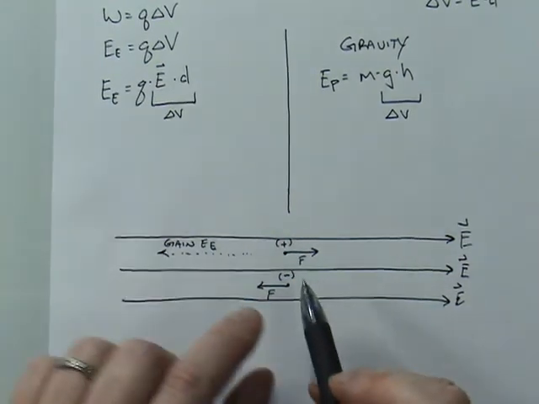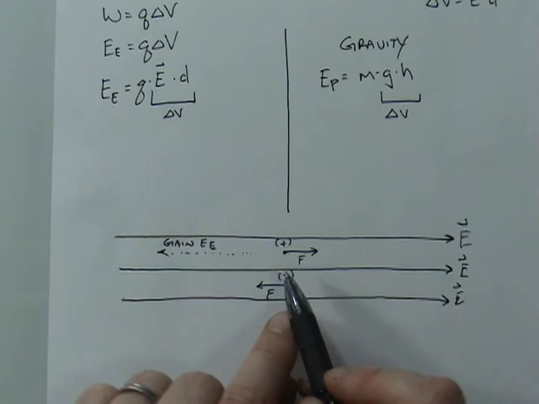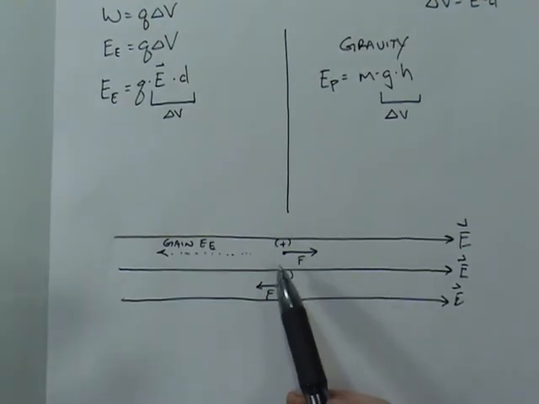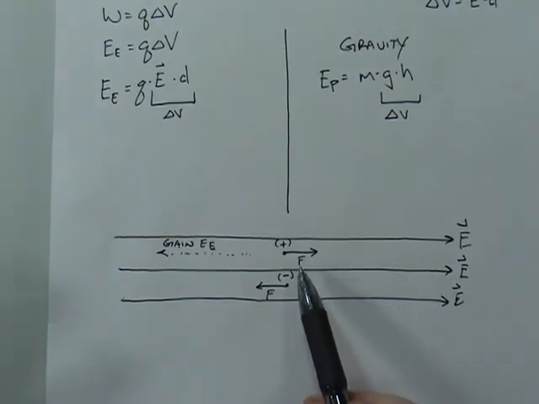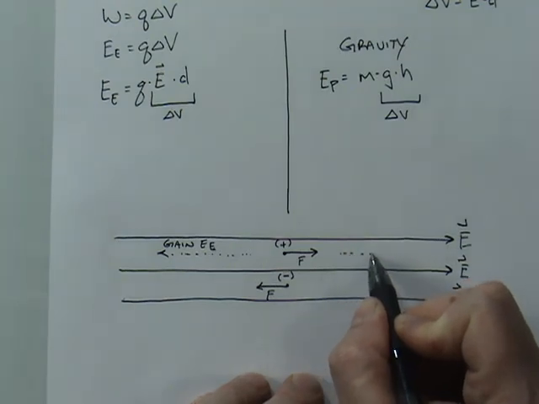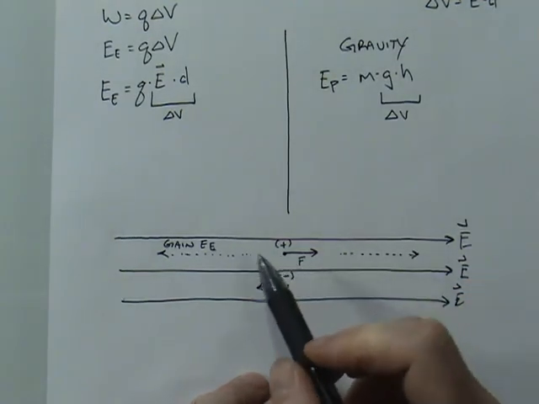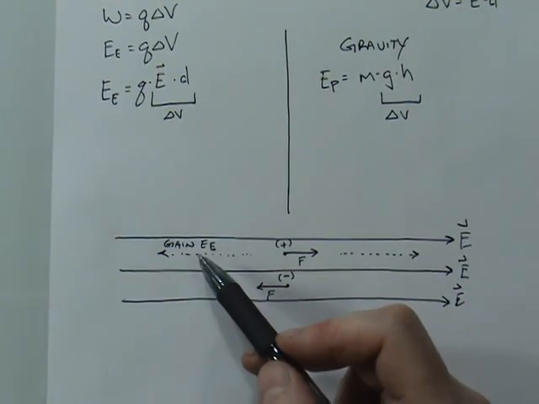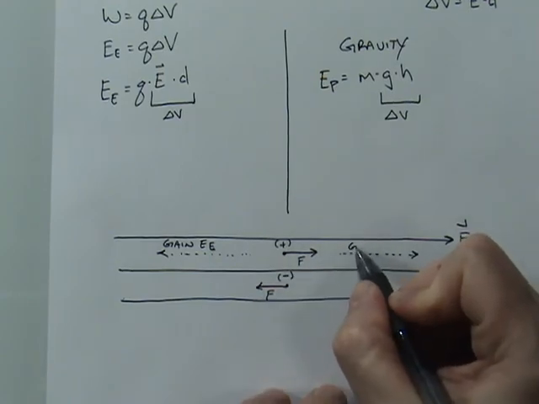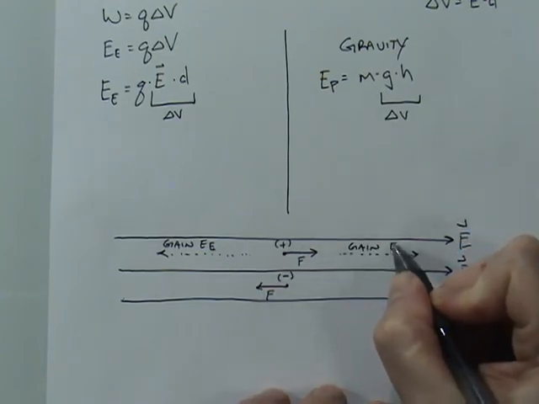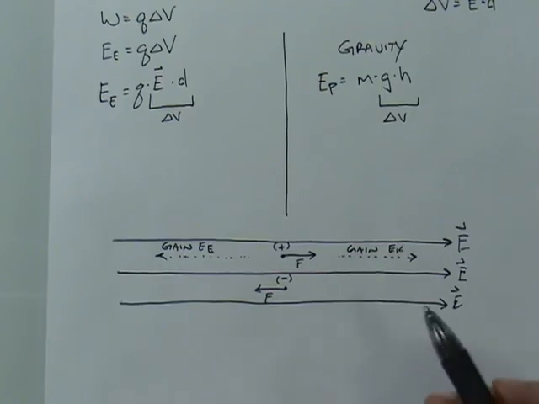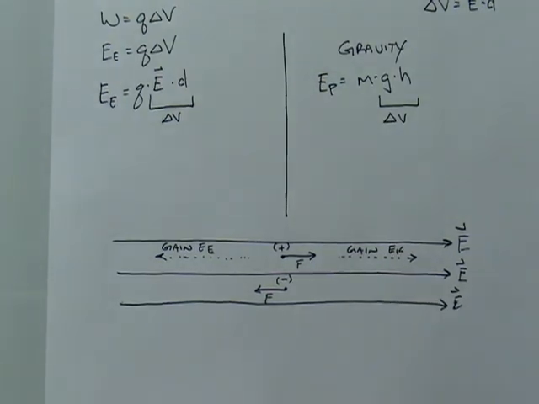electrical energy. Now, what would happen if I just let this particle go? Well, the particle would begin to speed up because it feels a force. It's going to begin to accelerate, and it's going to begin to move in this direction. And instead of gaining electrical energy, it's going to lose electrical energy. And what's going to happen is it's going to gain kinetic energy. The particle is going to begin to pick up speed and travel faster and faster.